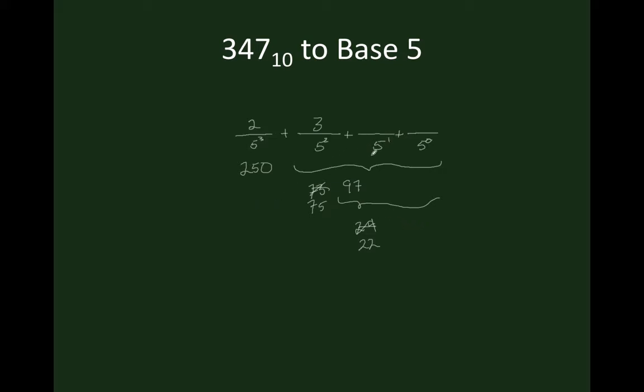Now I'm counting by 5s in this place. So I could have 5, 10, 15, 20. 25 would be too big. It's bigger than 22. So that means the number has 4 5s, which is 20. So I have 20. And what's left here for the last digit? There's 2. And then that means there's 2 1s. So the number 347 base 10 is equal to the number 2342 base 5.